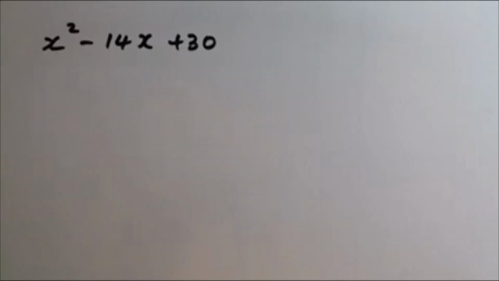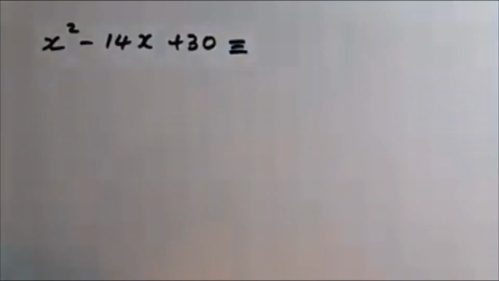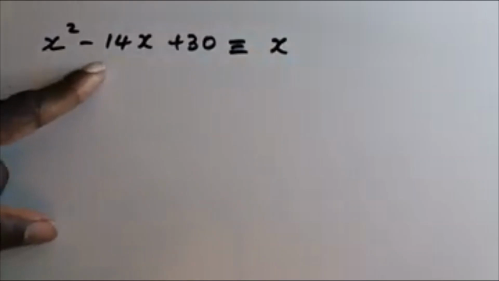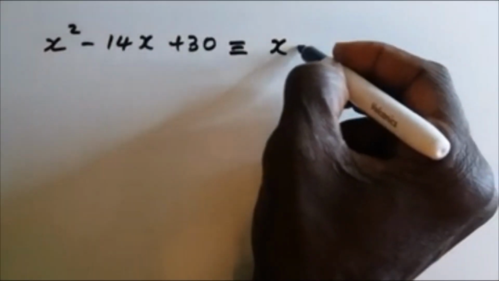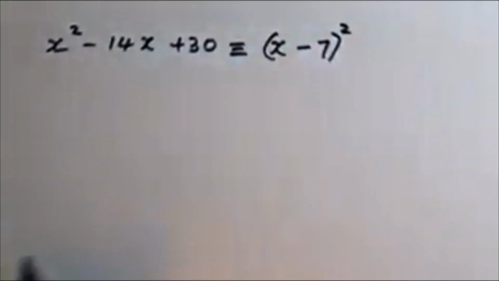Hi, we'd like to find the completed square form of this quadratic expression. So first we rewrite this with x, and we'll subtract half of the coefficient of x, which is negative 14 divided by 2, which is negative 7. We'll square all of this.